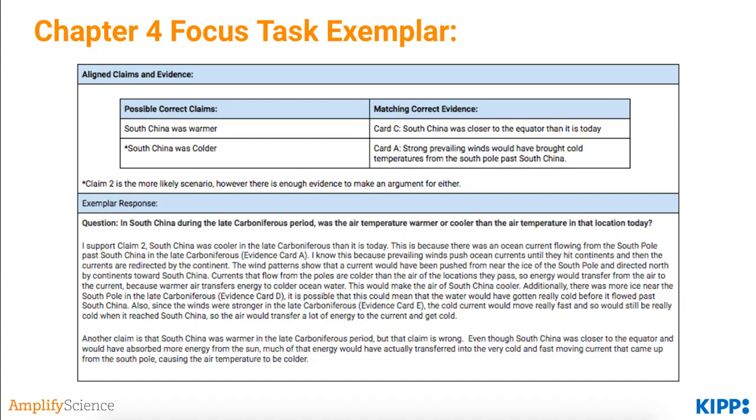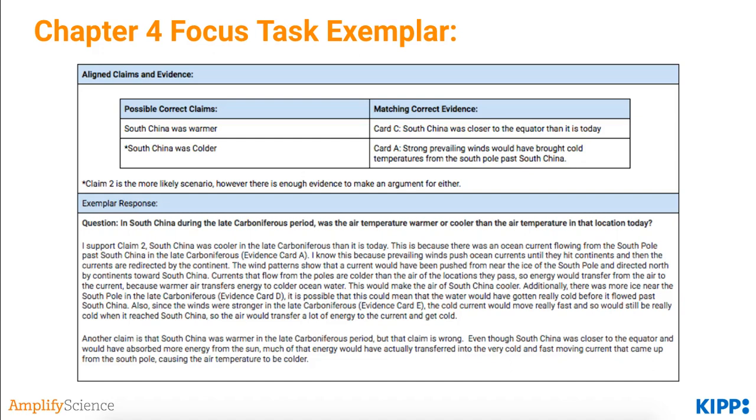So the answer could be one of 2 things. It was warmer, and card C would present that evidence: South China was closer to the equator than it is today. Or it was cooler. Card A: strong prevailing winds would have brought cold temperatures from the South Pole past South China. Now, either one could be correct, but I argue here that claim 2, that South China was cooler, is the more likely scenario. However, there's enough evidence to make an argument for either, and that's the beauty of science and argumentation.